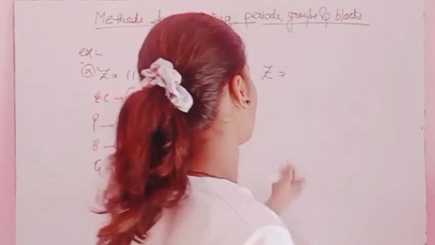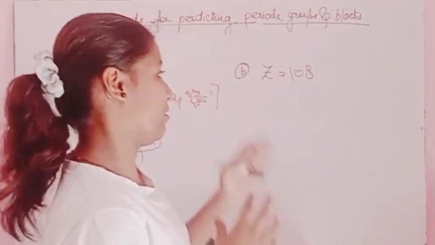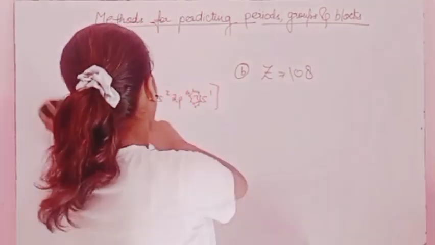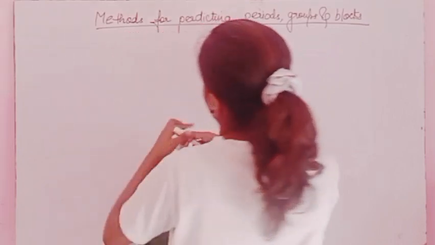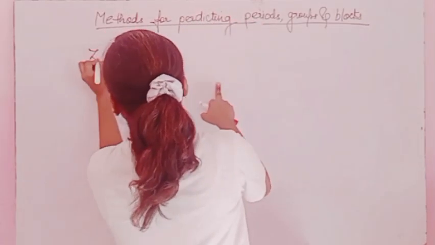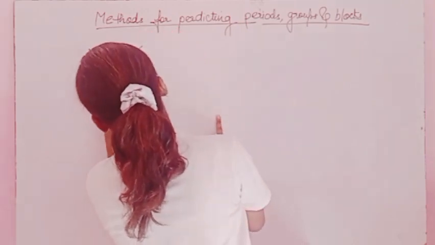Let's talk about 108. You would say it's a huge value, but don't worry. I hope this is clear. So let's talk about Z equals 108. First of all, what is the requirement?